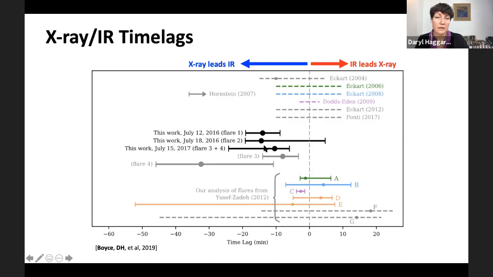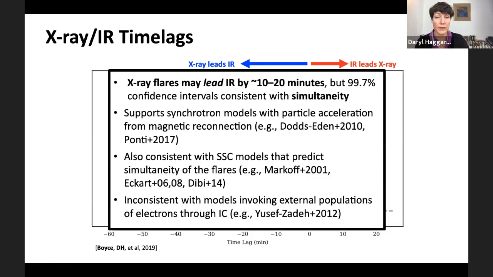So it looks like these are sort of hinting at a lead, again, with the shorter wavelength coming before the slightly longer wavelength. But I should caution that these are 1 sigma error bars. And so still here, we just don't quite have the statistics. We didn't get bright enough flares with quite high enough signal to do a really conclusive analysis of how these 2 wavelengths are correlated. So it looks pretty tantalizing that the X-ray flares might lead the infrared by something like 10 to 20 minutes.